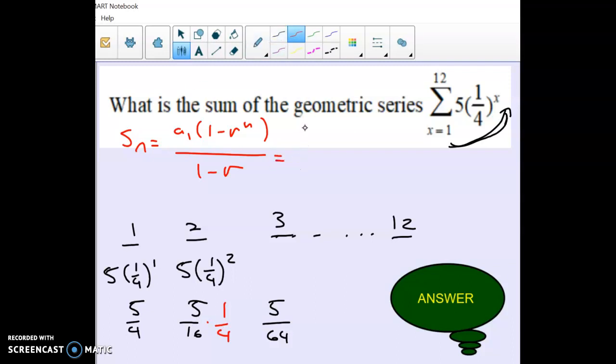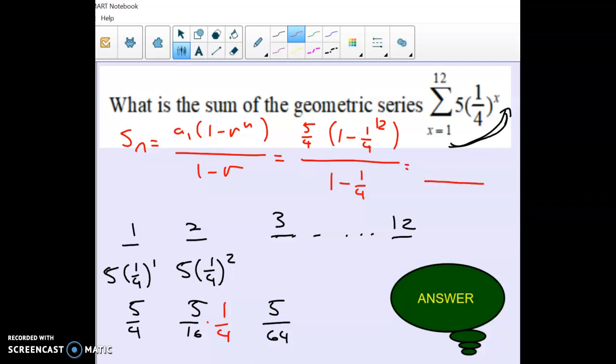But so a1 is 5/4, and then 1 minus r would be 1/4, right? Because r is a fourth. That's what we multiply by each time. And n is 12, because we have 12 total terms in our sum, over 1 minus 1/4, right? 1 minus r.